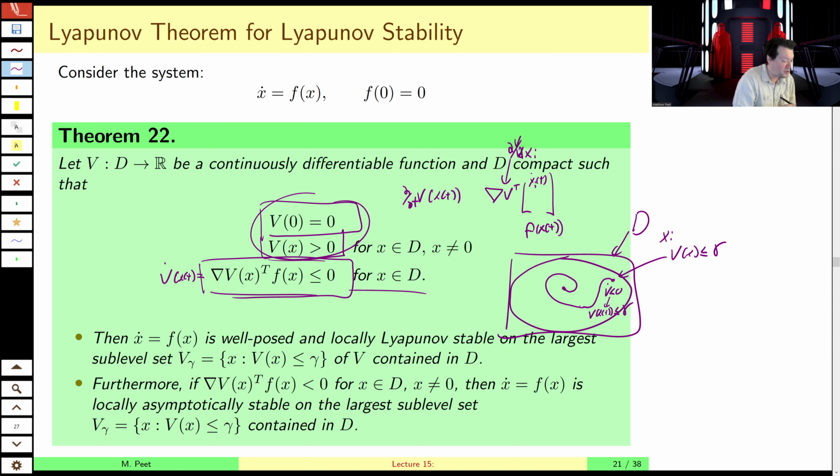So there's a couple of parts to this, right? First of all, we can conclude well-posedness. So the Cauchy problem is satisfied. So the solution map exists. G of x of t exists.